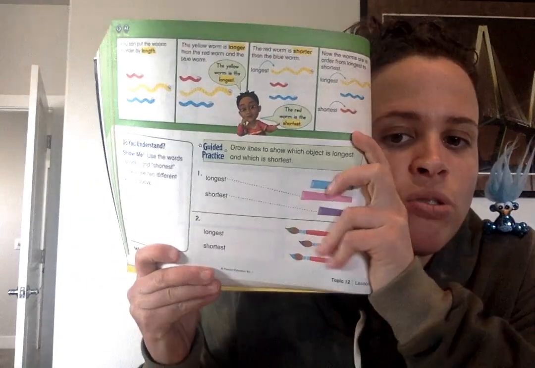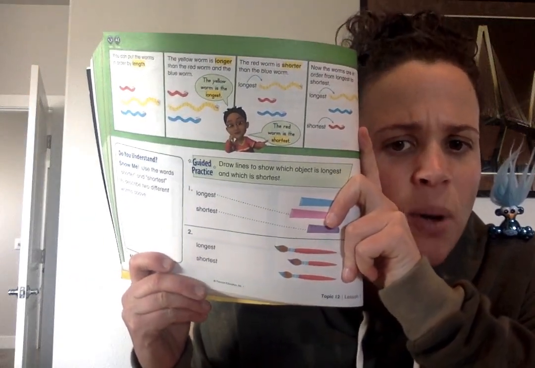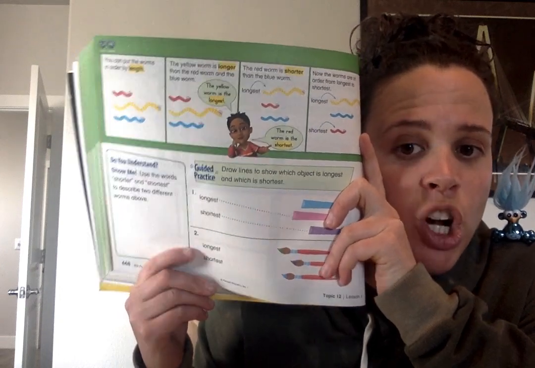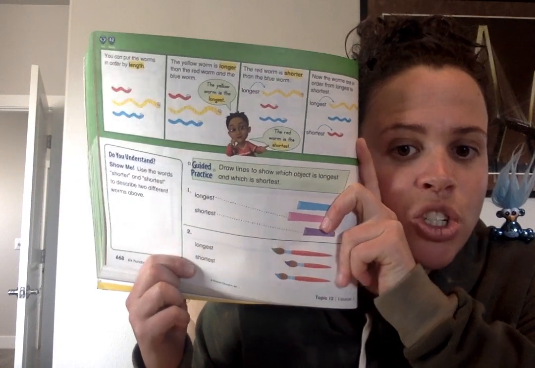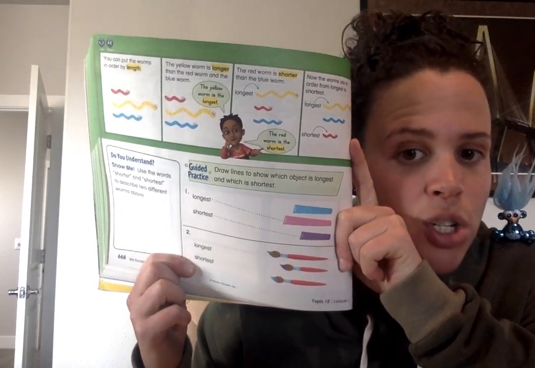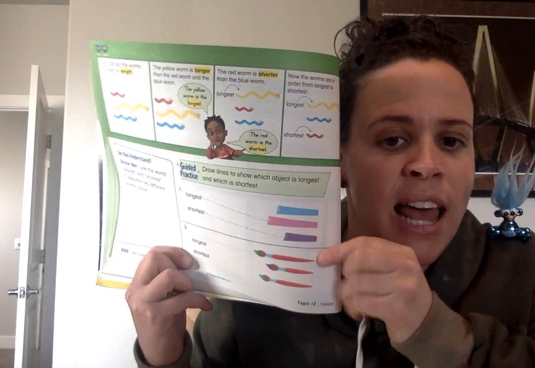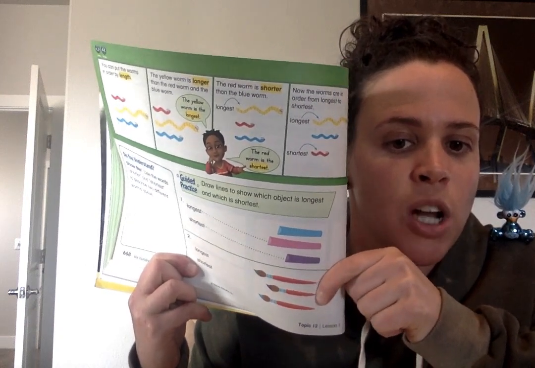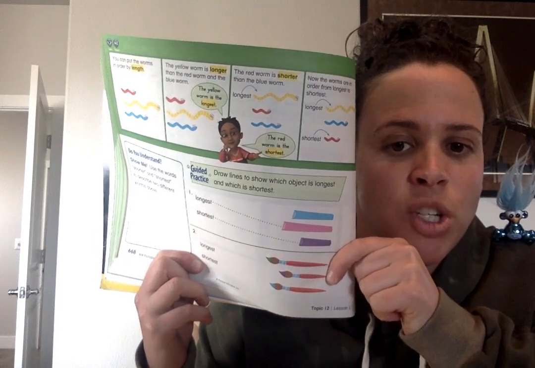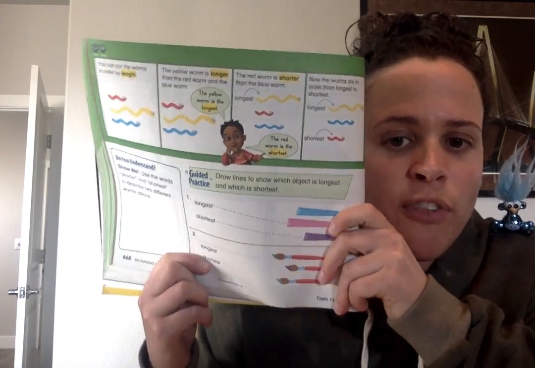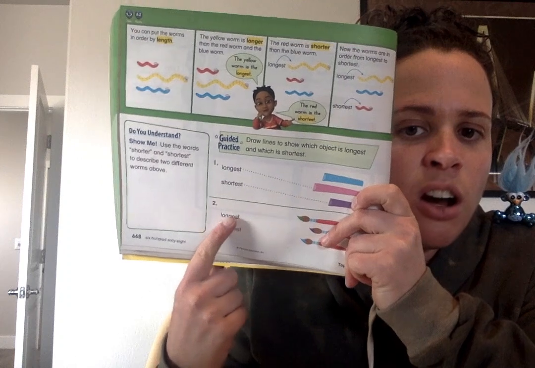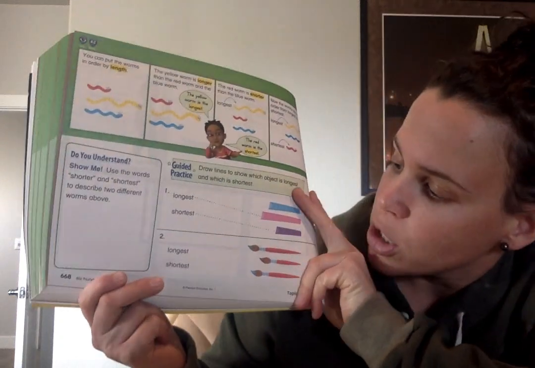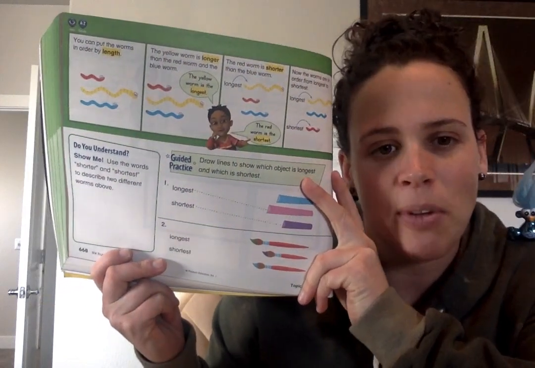I want you to use your finger, and I want you to draw a line right now from the word longest to the longest paintbrush. And look, they even have them kind of lined up perfectly for you. All of the edges or the tips of the brushes are at the same point. Which one is the longest? Hopefully you drew your finger from the word longest to the green paintbrush. It has green paint at the tip of it.